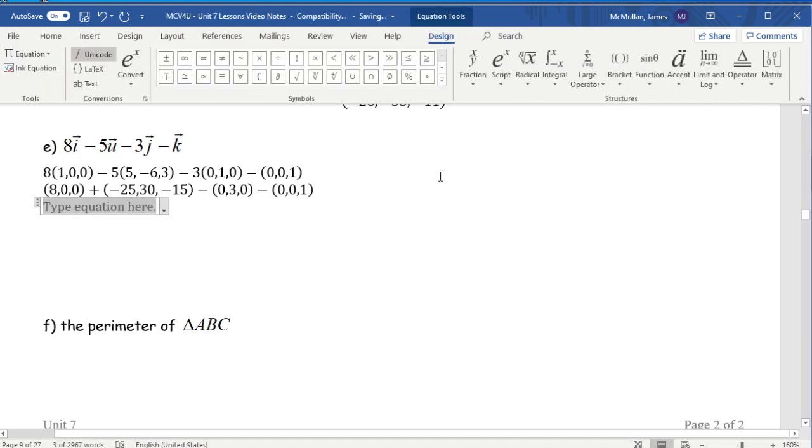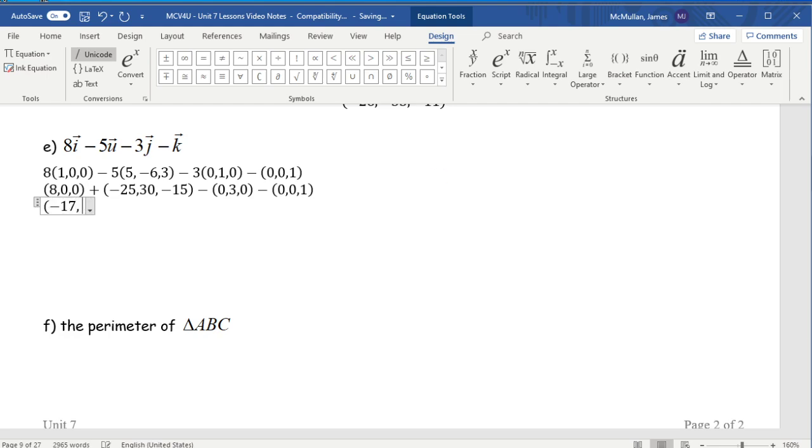What's the final answer? 8 plus negative 25 is negative 17. 0 plus 30 minus 3 minus 0 is 27. And then negative 15 minus 0 minus 1 is negative 16. And so there's my answer for that one.